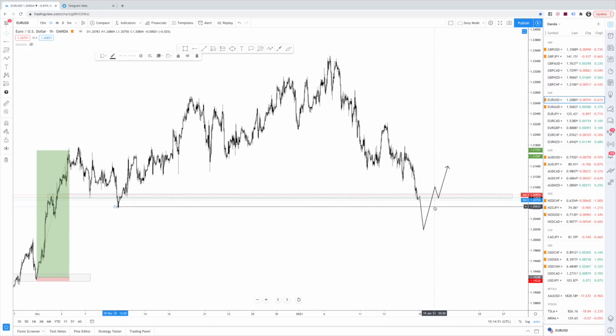I don't know that that's going to happen. I mean, price could literally just start bouncing right here as support. And if it starts bouncing as support here and it breaks the previous highs and comes and tests, then I'll be looking for buys in here.